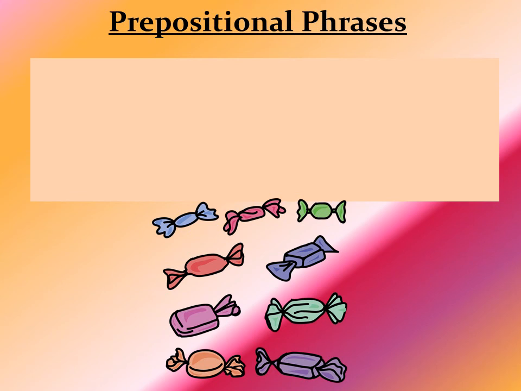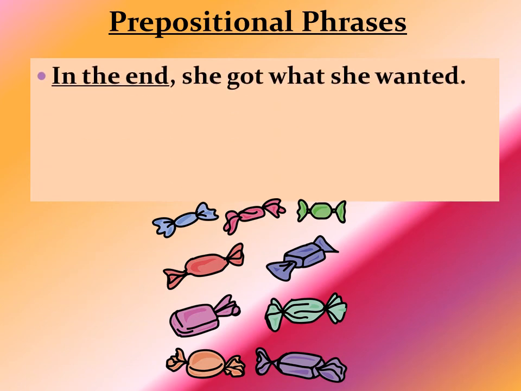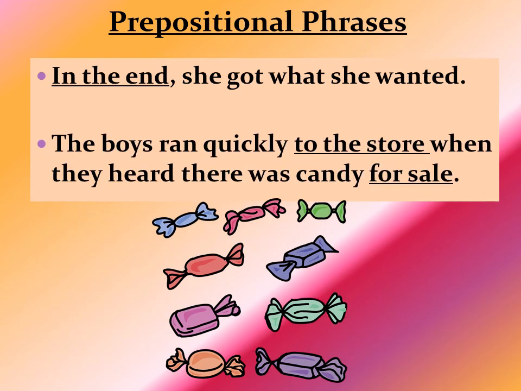And don't forget about prepositional phrases. In whatever kind of sentence they're in, you want to keep them close together. So I would say, in the end, she got what she wanted. Or I would say, the boys ran quickly to the store when they heard there was candy for sale. So I want to keep in the end close together, to the store close together, and for sale close together.